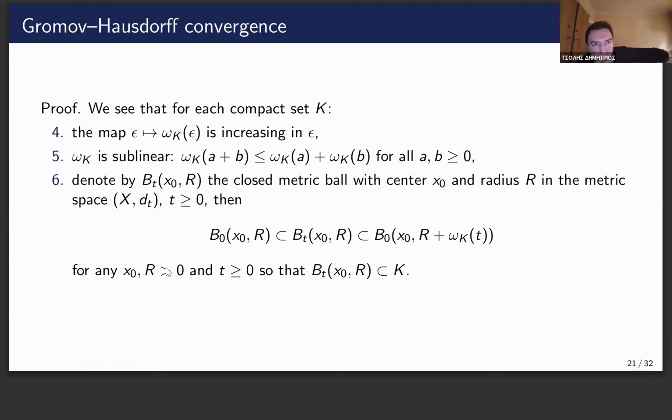Okay, so for a compact set K, you see that this map is increasing. Now you can easily see this from the definition of omega K. And we can also see that omega K is sublinear. And you can prove this inclusion here. It's a double inclusion.